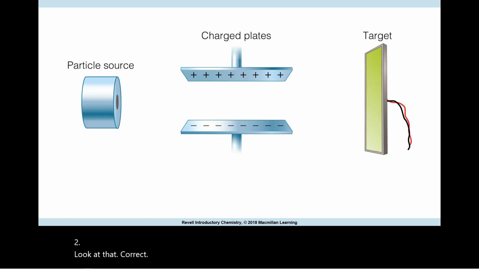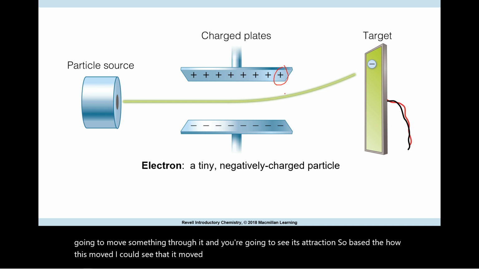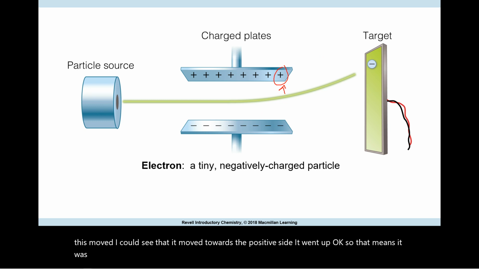Okay, this one's just the image showing charged particles. Here's our particle source. They're going to move something through it, and you're going to see its attraction. Based on how this moved, I could see that it moved towards the positive side. It went up. Okay, so that means it was attracted to it.